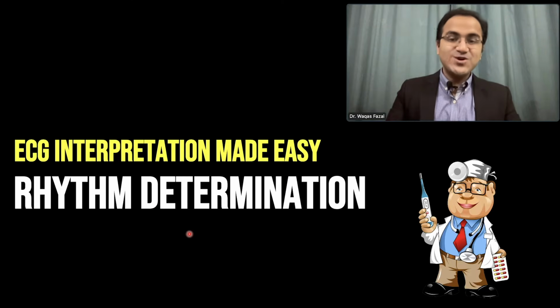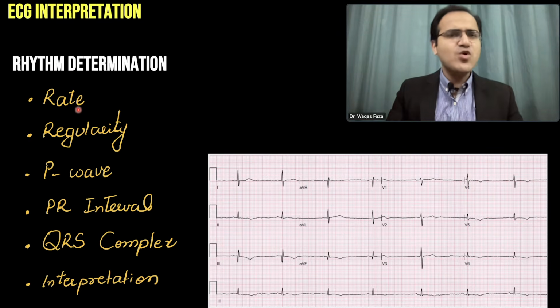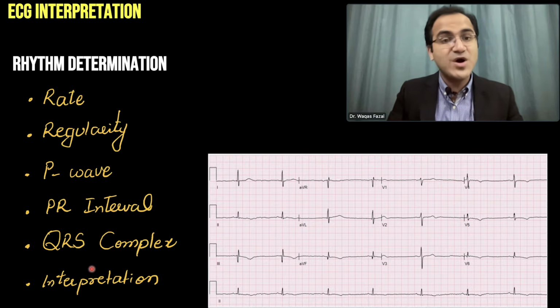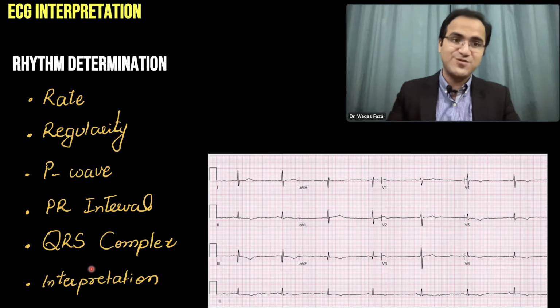Okay, in our video series of ECG interpretation made easy, in this video we are going to talk about the rhythm determination. Rhythm determination has four main components. You calculate the rate, you check the regularity, you assess the P wave, you calculate the PR interval, and you assess the QRS complex, and then you write down a comment, an interpretation of the ECG.